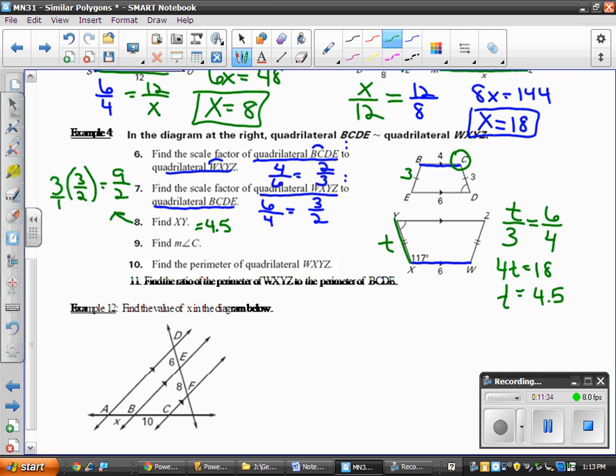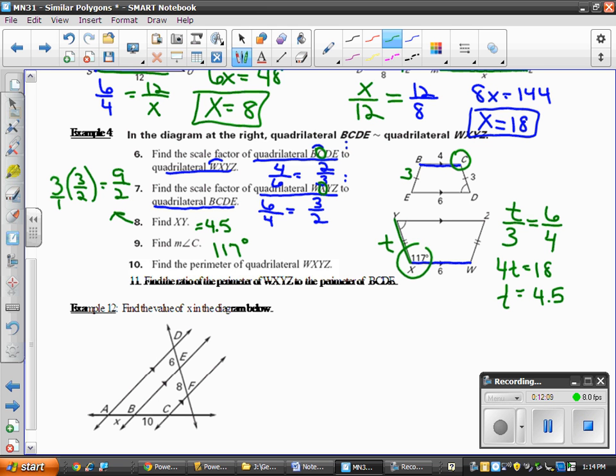Now find the measure of angle C. C is right here. And keep in mind that corresponding angles aren't proportional, they're actually equal to each other. So angle C is going to be related to angle X. We know that angle X is 117 right here, so we know angle C is also 117 degrees. Again, simply because the angle measures inside of similar polygons have to be congruent. They don't have to be proportional like the sides, they have to be congruent.